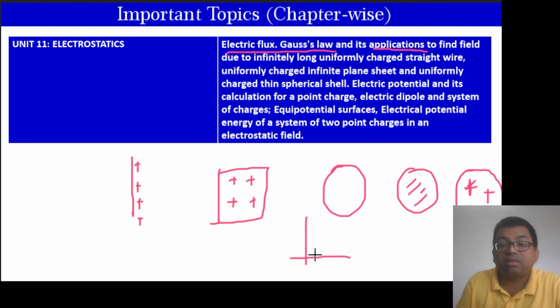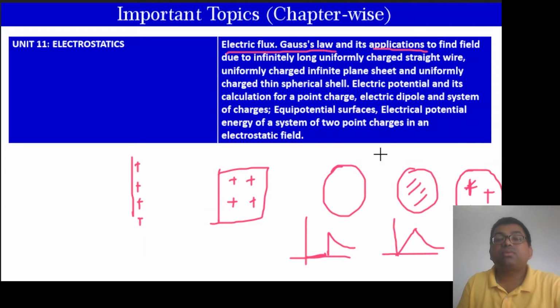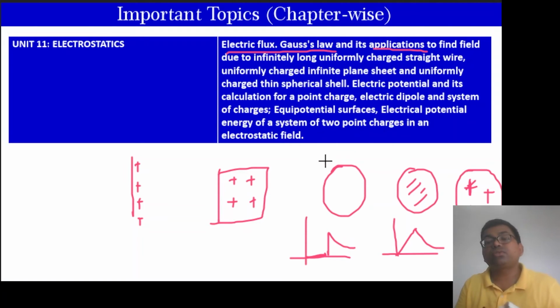For example, in a shell, the electric field graph is discontinuous, but in a uniformly distributed charge, it is a continuous graph. So various results you have to see. Previous year questions have come based on these results.